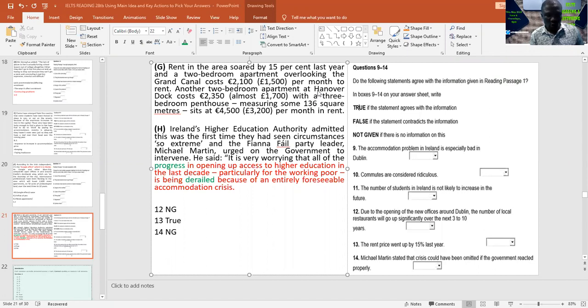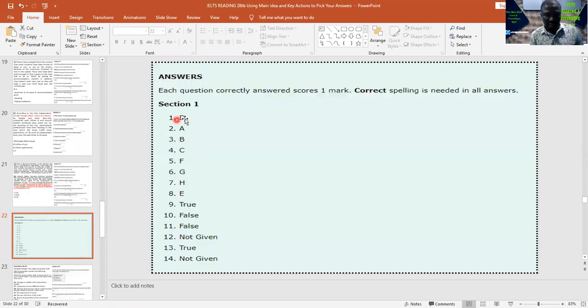Okay, let me review the answers now. These are the answers. D, A, just check your answers. C, F, I'm checking mine as well. G, H, E. True, false, false, not given, true, not given. So those are the answers to our question today.